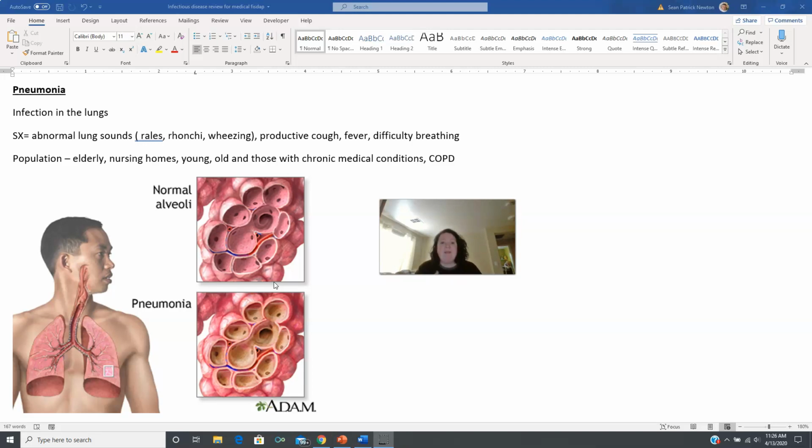Patients with pneumonia have a productive cough. Usually it's not clear, so they're coughing up mucus and it's usually discolored, like brownish or greenish or yellow. They have a fever and difficulty breathing. And the population that we look at for this is the elderly, nursing homes. If you hear nursing home, you should probably be thinking pneumonia. The young and the old, those with chronic medical conditions, and COPD.